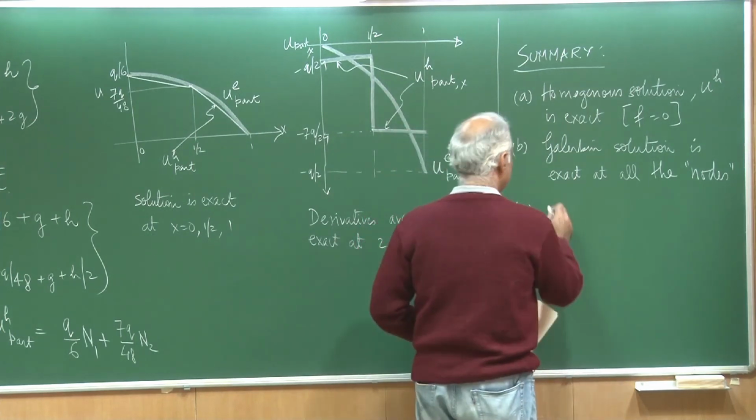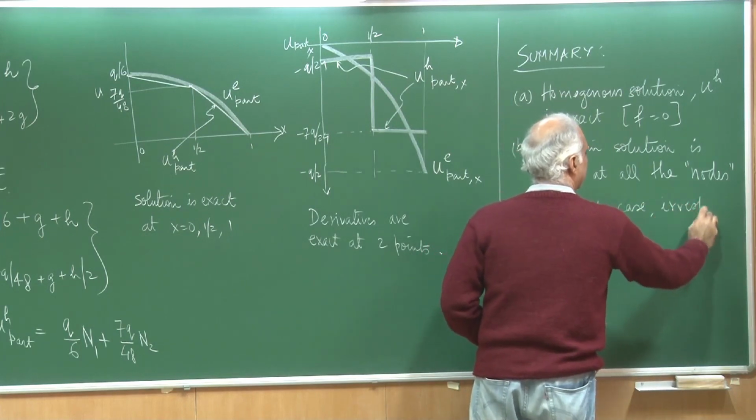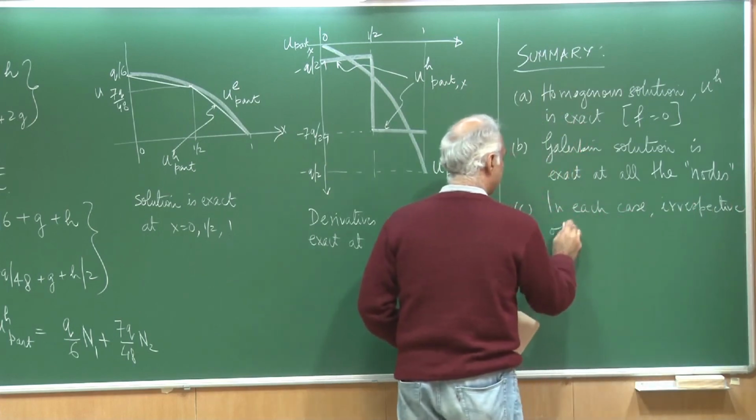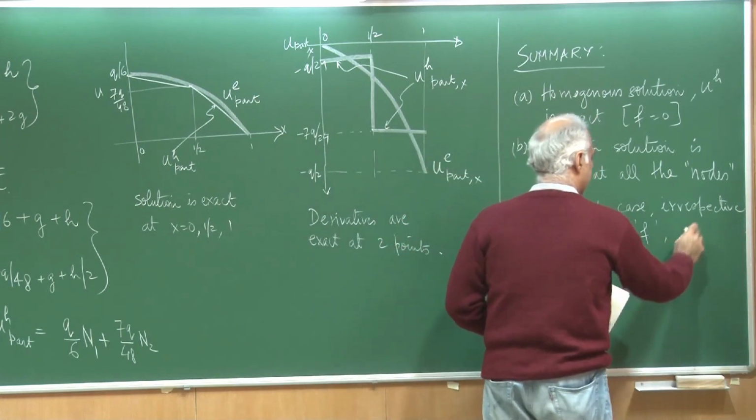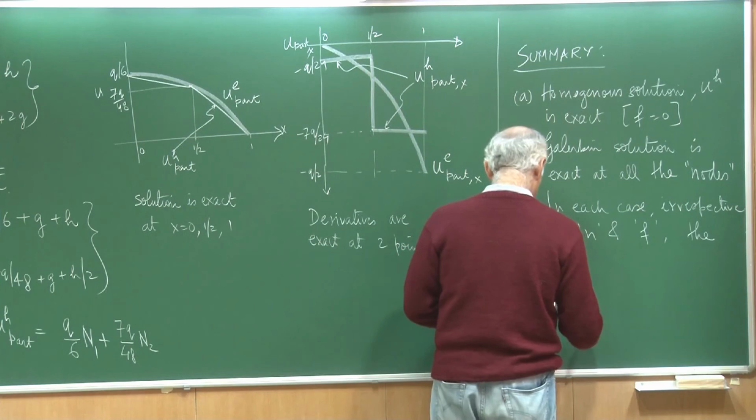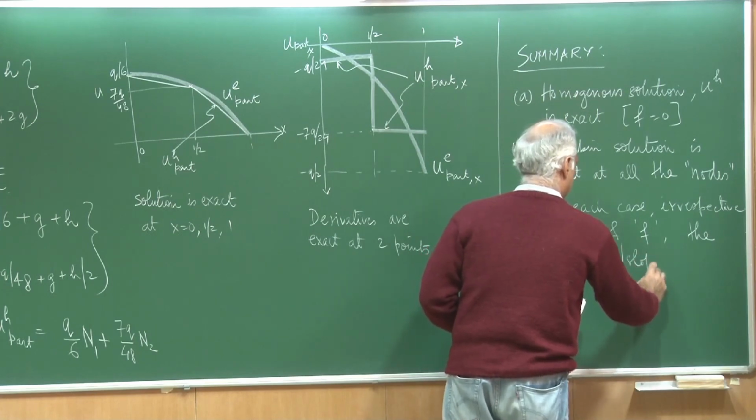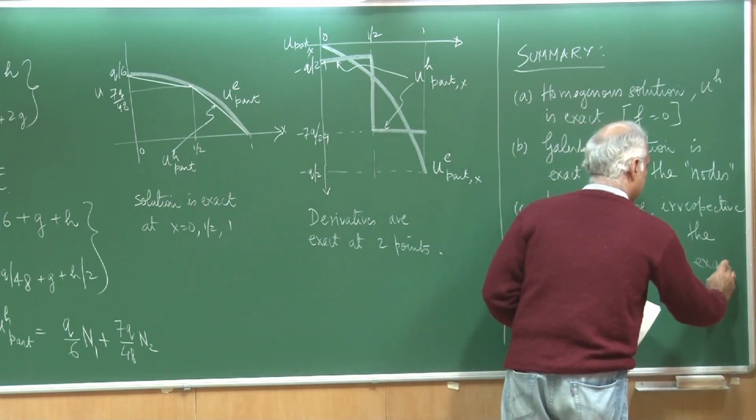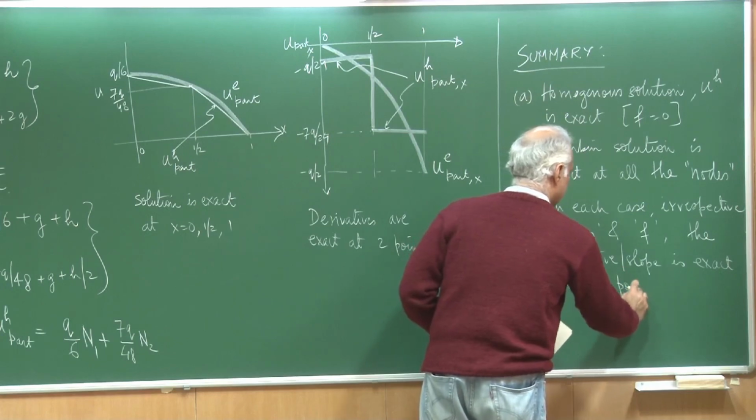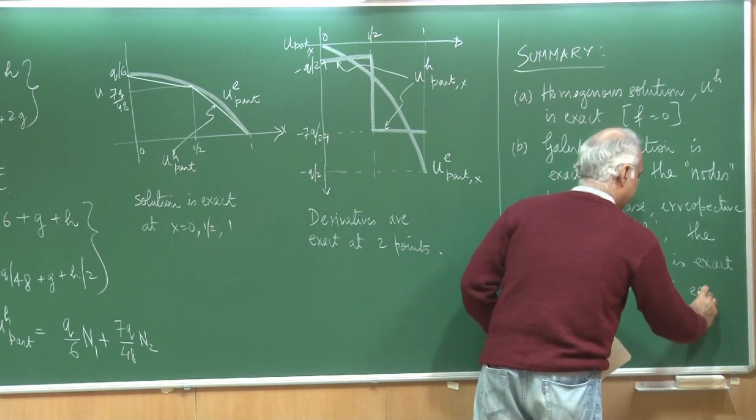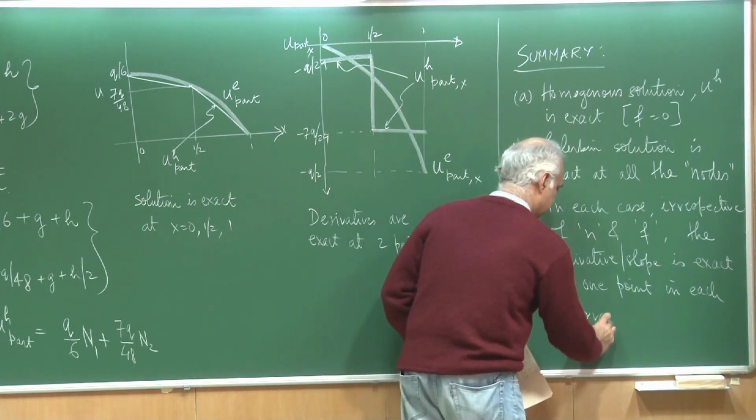And what we find is that in each case, irrespective of n and f, the slope or the derivative is exact at one point in each interval or subinterval or element.